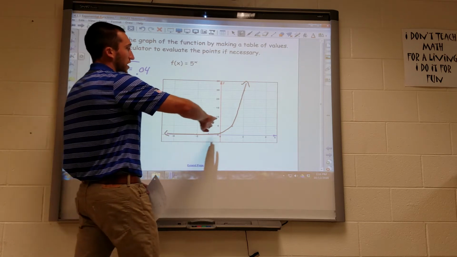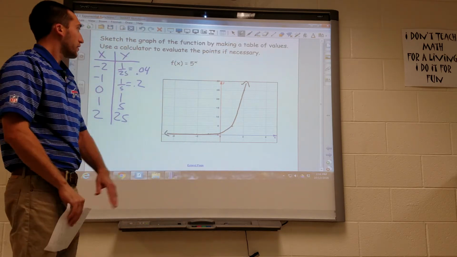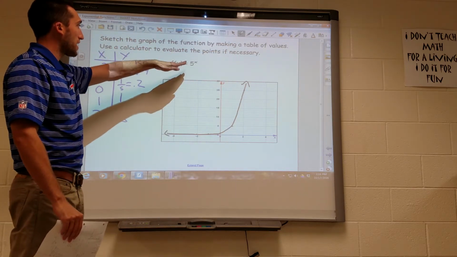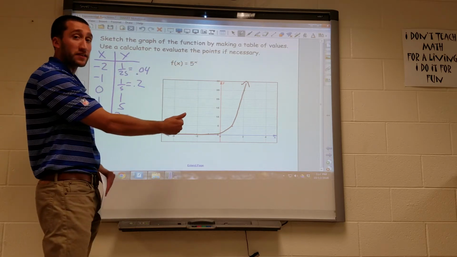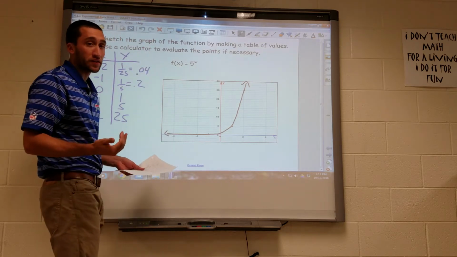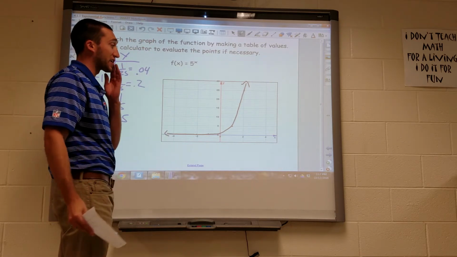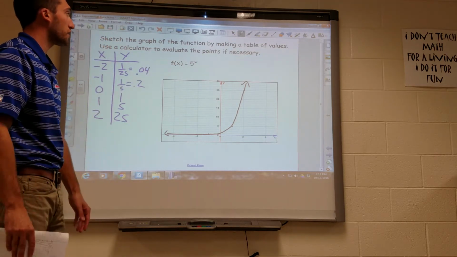And we can see that it's a starting low, going high type of graph. So whenever we have a function in this form, our graph should look something like this. Obviously the numbers will change, but our regular transformations apply here to exponential functions as well. So pretty easy, straightforward graph.